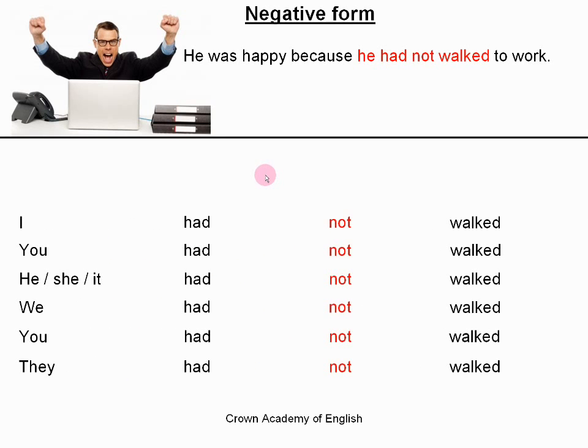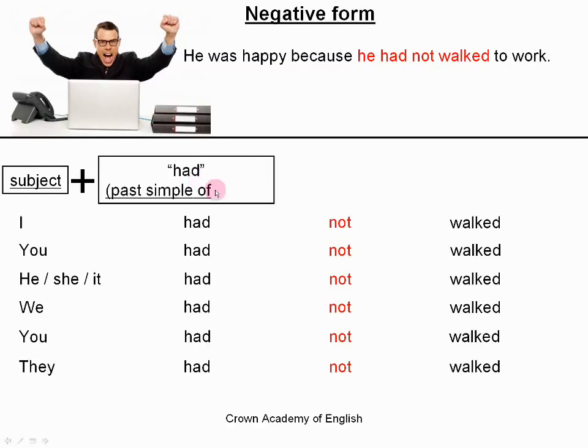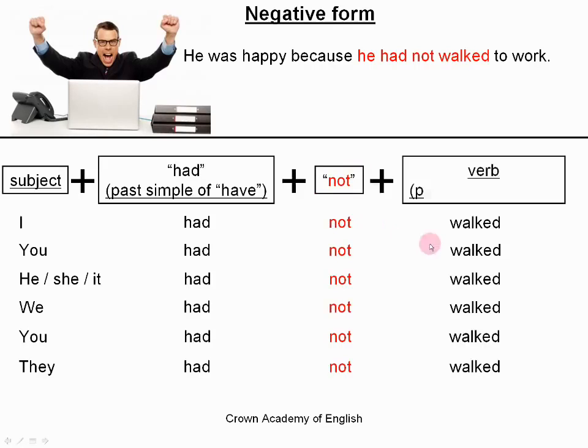So the negative form is the subject, had, not. So this is what makes the negative, and the main verb in the past participle form. So this is what changes. This is what is new. This is the word not in the middle, in between the word had and the main verb.